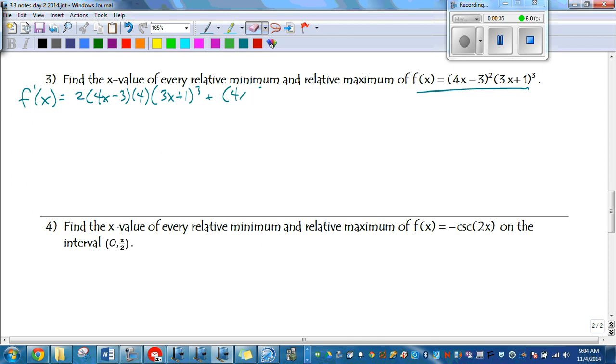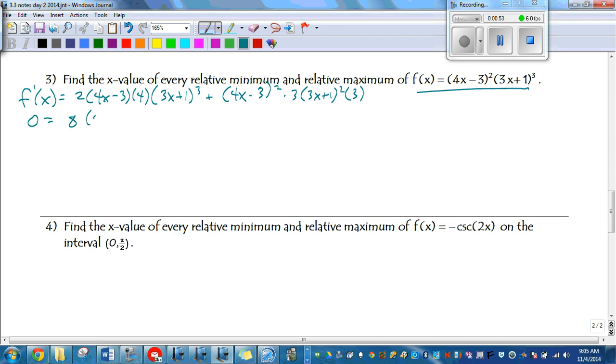squared, times the derivative of the second function, we get 3 times 3x plus 1 squared, times the derivative of the inside, which is 3. So we can figure out when this is 0. We're going to clean things up a little bit.